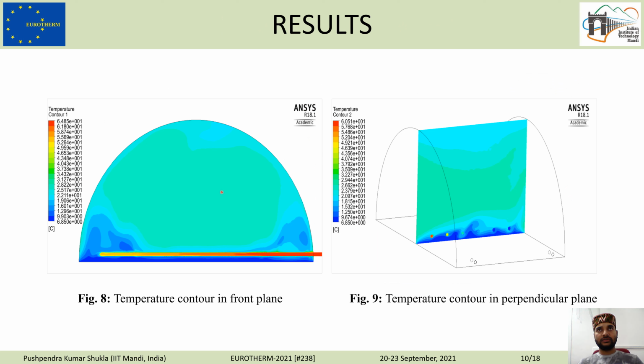After validation, the results of the numerical analysis, which has been done in ANSYS Fluent 18.1 version, have been presented here. Here we could see that most of the dome is maintained at around 25 to 27 degrees Celsius. The temperature near the walls is quite less, which is obvious because of less insulation, or heat transfer from the insulation itself. These are temperature contours on the front plane and perpendicular plane.